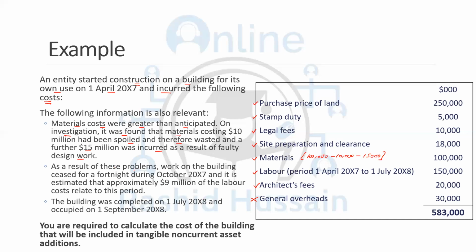As a result of these problems, the work on the building ceased for a fortnight during October, and it is estimated that approximately 9,000 of the labor costs relate to this period. So you have the labor of 1,50,000, and the labor was idle for 15 days. So you're going to deduct that 9,000, and the rest will be capitalized. The building was completed on 1st July and occupied on 1st September 20x8.